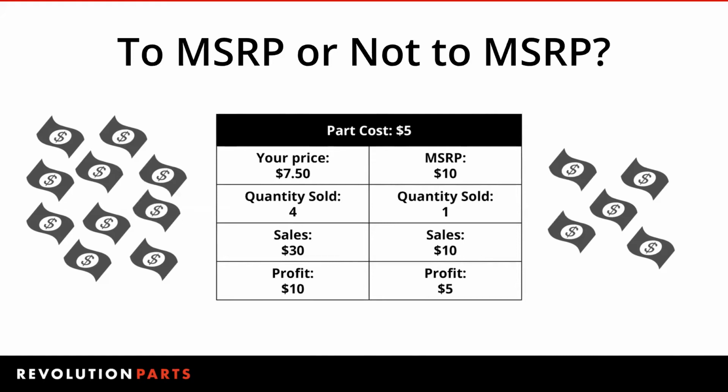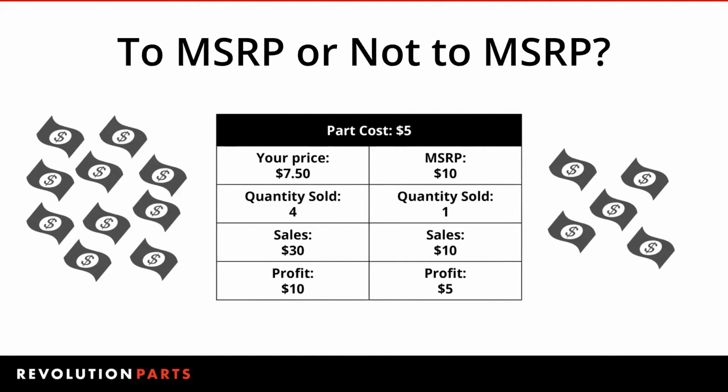The idea of setting lower margins is scary, but when you do the math, it actually makes sense. Selling online is typically about volume sales, so even though you make less profit on individual parts, you'll make it up through quantity. Let's say you've got a part where cost is $5. Would you rather sell four of these parts for $7.50 each or one part at MSRP for $10? At $7.50, you end up with $10 gross profit. At MSRP, you only get 5.